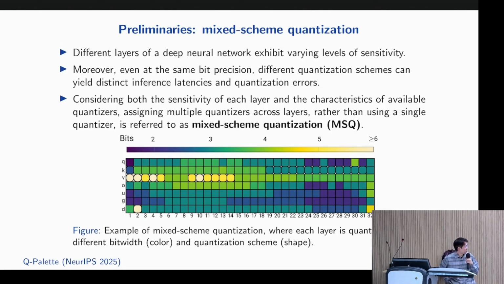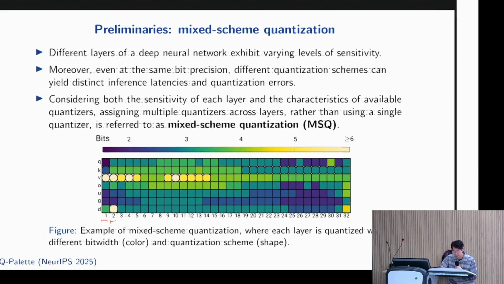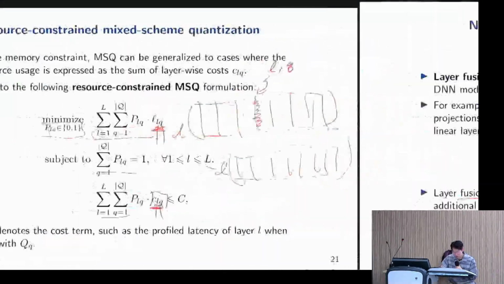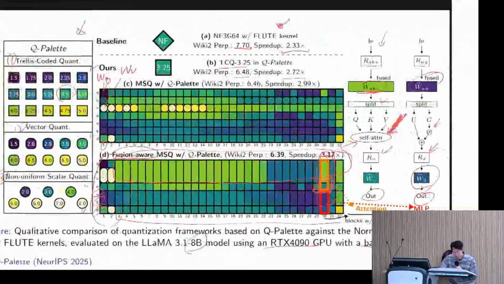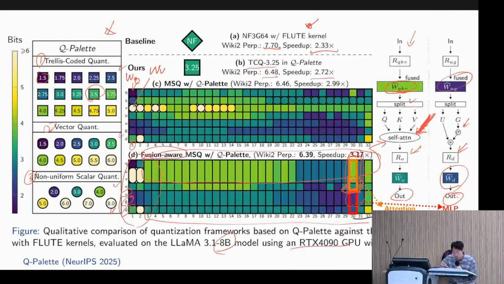Okay, so here's a result of what mixed scheme quantization looks like. This number here corresponds to layer index, layer 1, layer 2, etc. And let me show you the full picture.